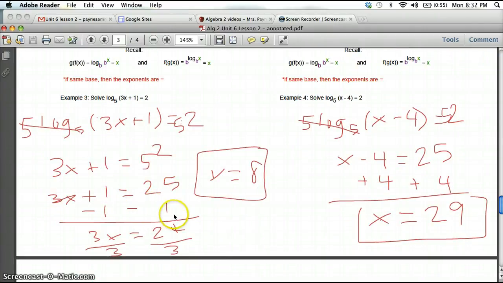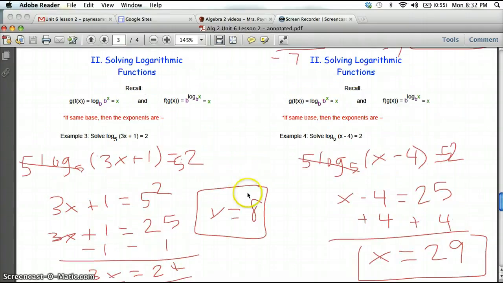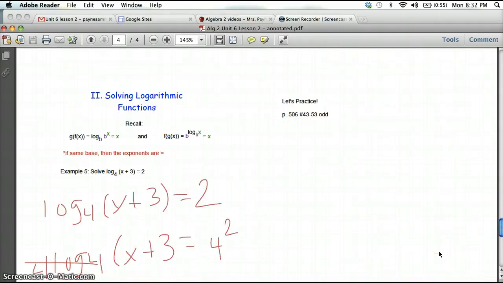You're going to subtract 1. 3x is equal to 24. You're going to divide by 3. And x is equal to 8. So over here, the same thing. You want to get rid of your log base 5. What you do to one side, you have to do to the other. So you're going to use a base of 5 to get rid of log 5, but you've got to do it to the other side. So x minus 4 is equal to 5 squared, which is 25. You're going to add 4, and x is equal to 29.